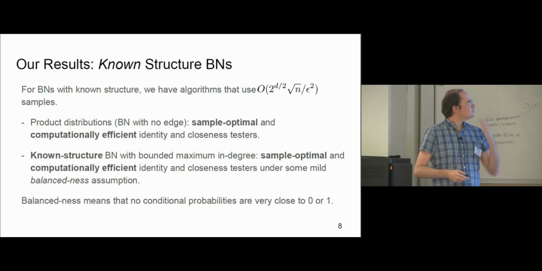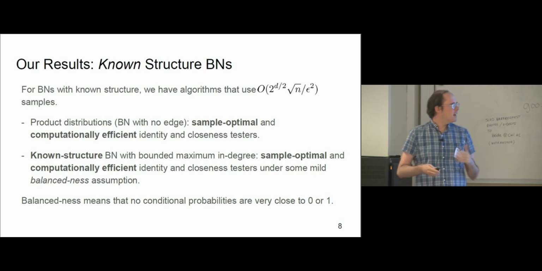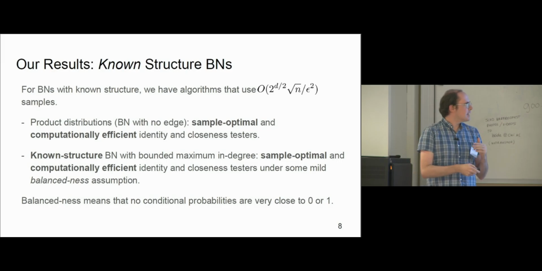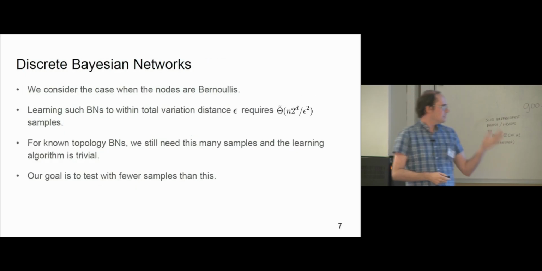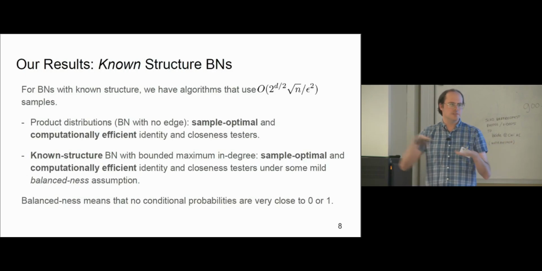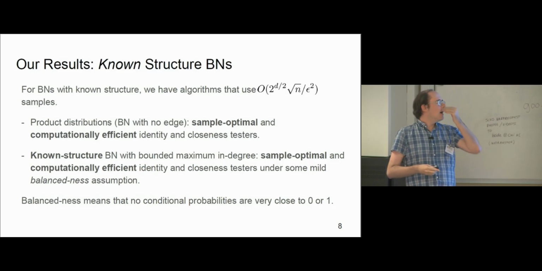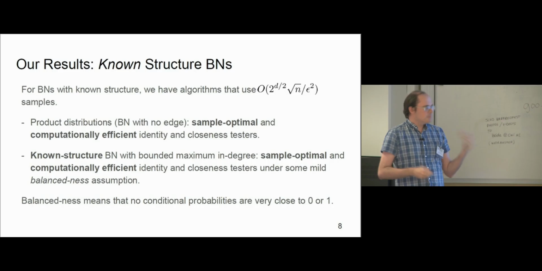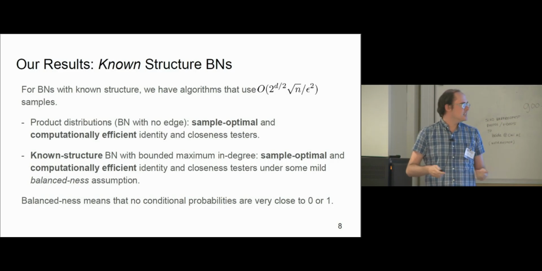And the results are, if we know the structure, then we can test with about square root the domain size, square root the number of samples we need for learning, except for the epsilon dependence. And this is kind of the same square root we got for the discrete case. So for product distributions, the simplest case when there's no edges at all, the variables are actually independent.